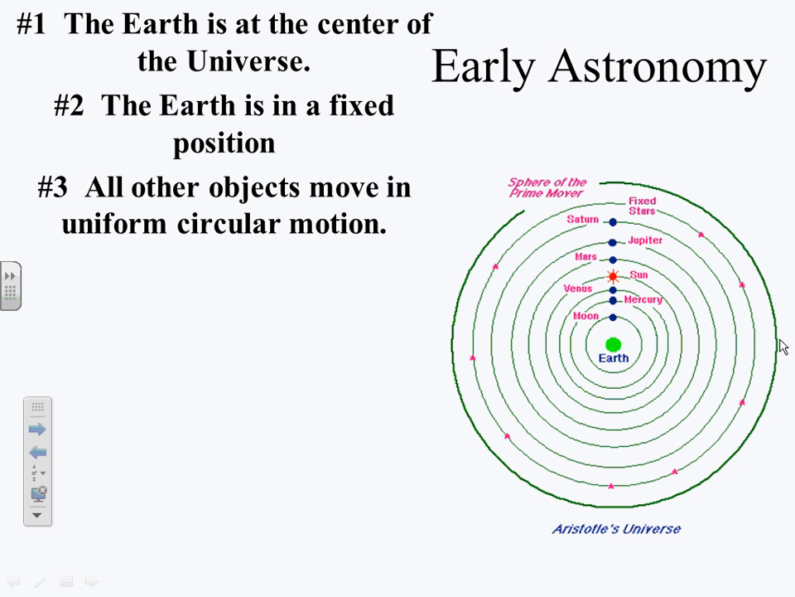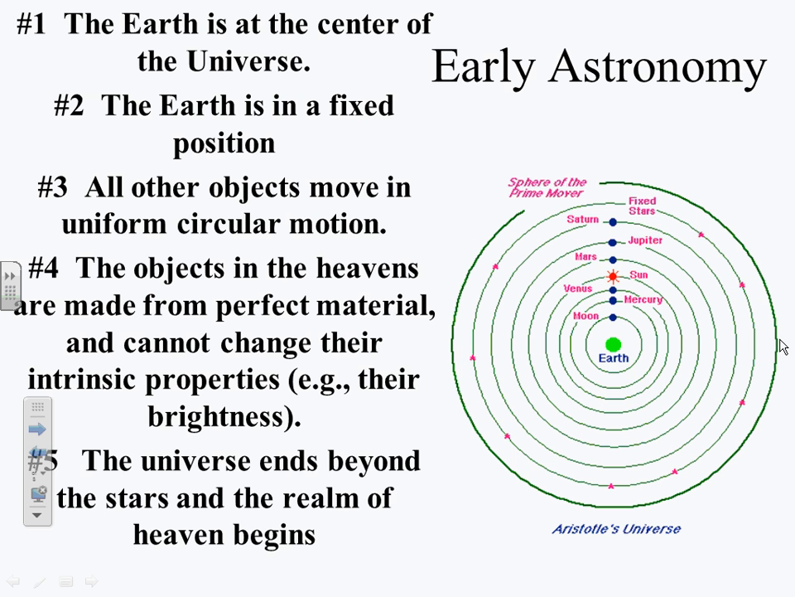So this is Aristotle's diagram of the universe on the right, and you can see it puts Earth in the center of the universe. It has some fixed stars on there. It's got a circular orbital path of the sun around the Earth. To the left, we have 5 things that Aristotle said about our solar system and the universe.